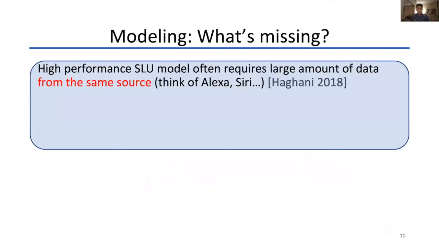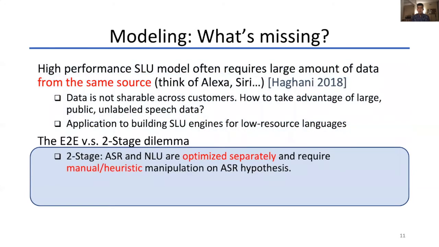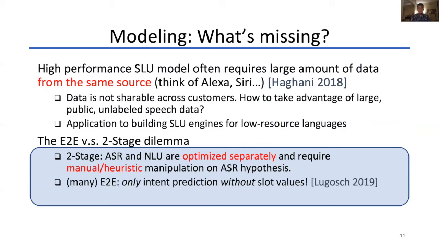To put our work into the context of prior work, what is missing in terms of modeling? High performance SLU models often require a large amount of data from the same source. You can think of Alexa or Siri, but this is not always available if you want customized or low resource SLU models. A lot of prior work is a two-stage approach, where an ASR model and an NLU model are optimized separately. That's not ideal. And a lot of the prior end-to-end work only does intent prediction without predicting the slot sequences. That's not ideal as well.